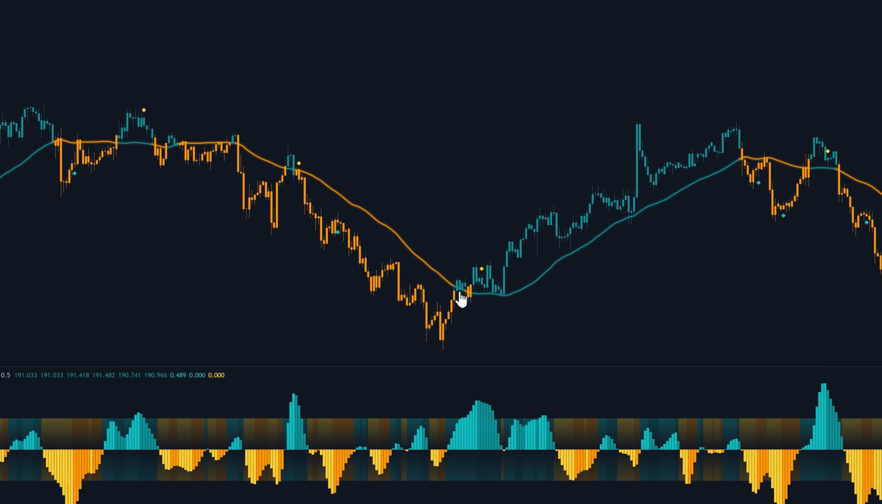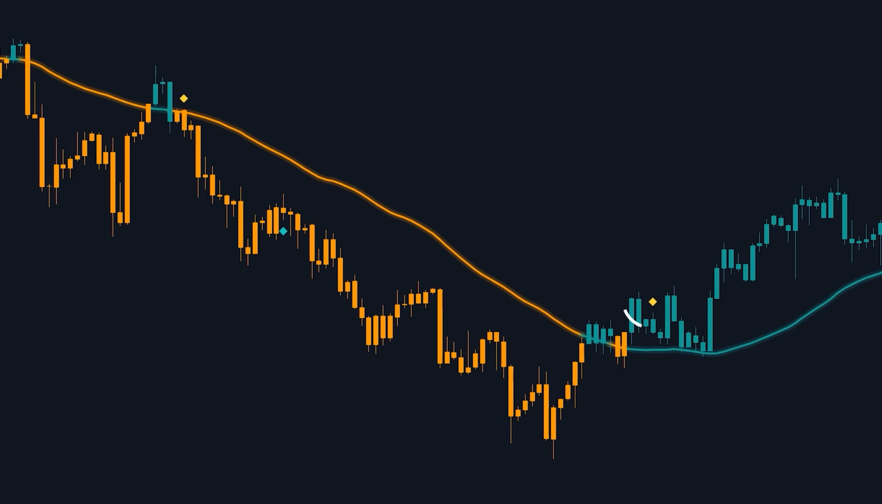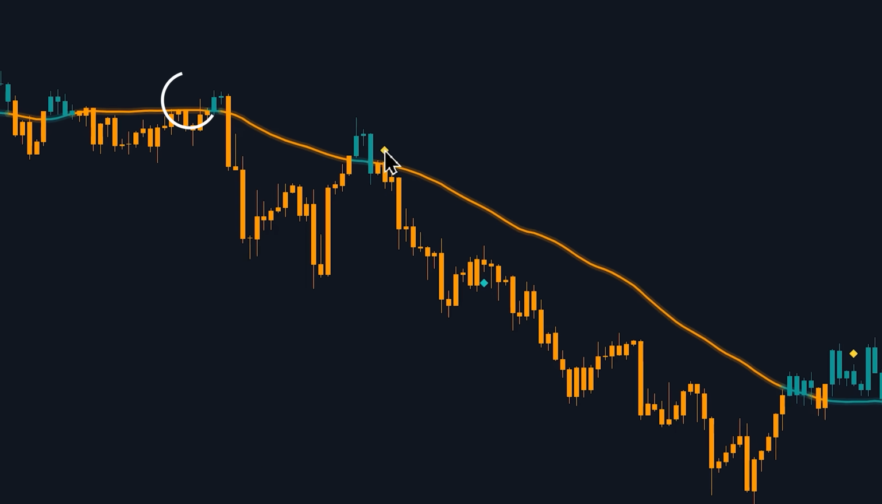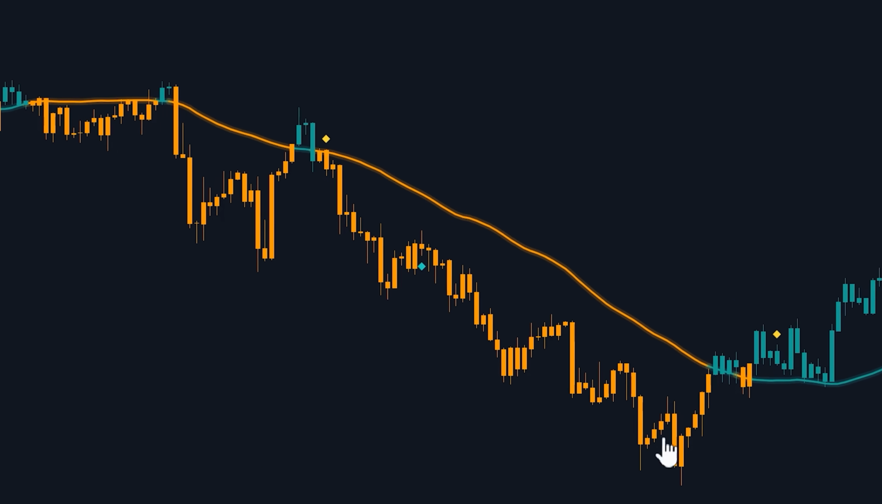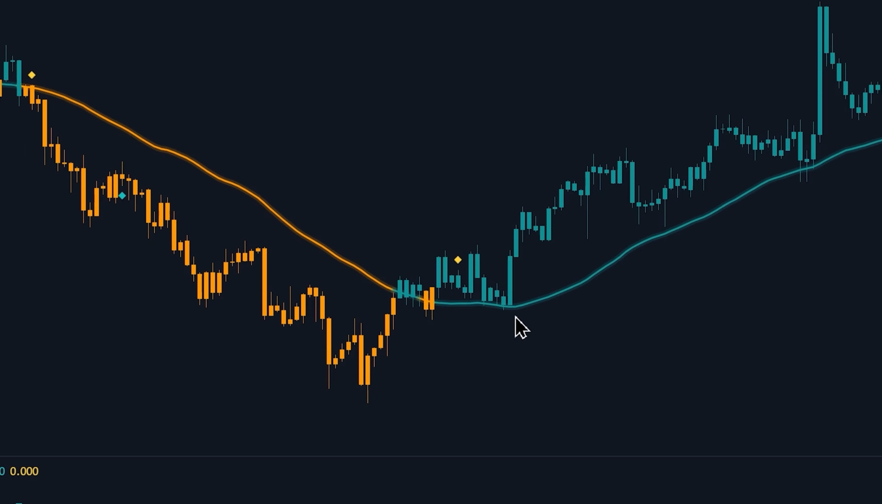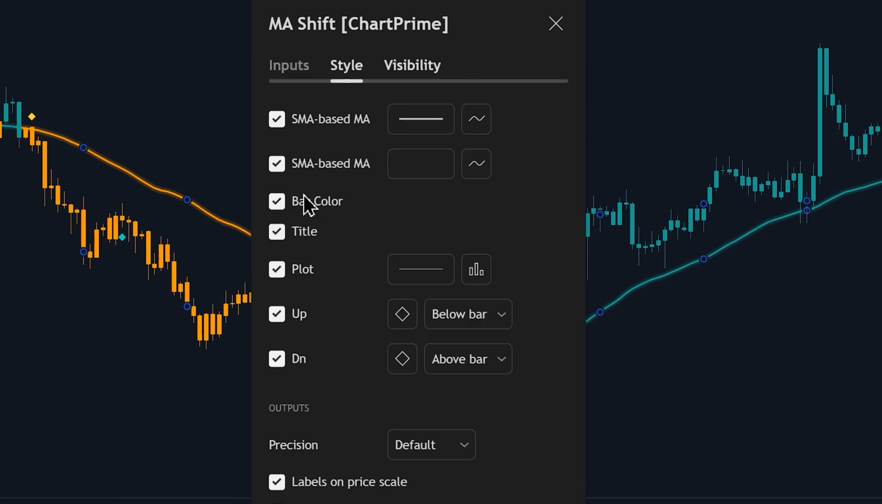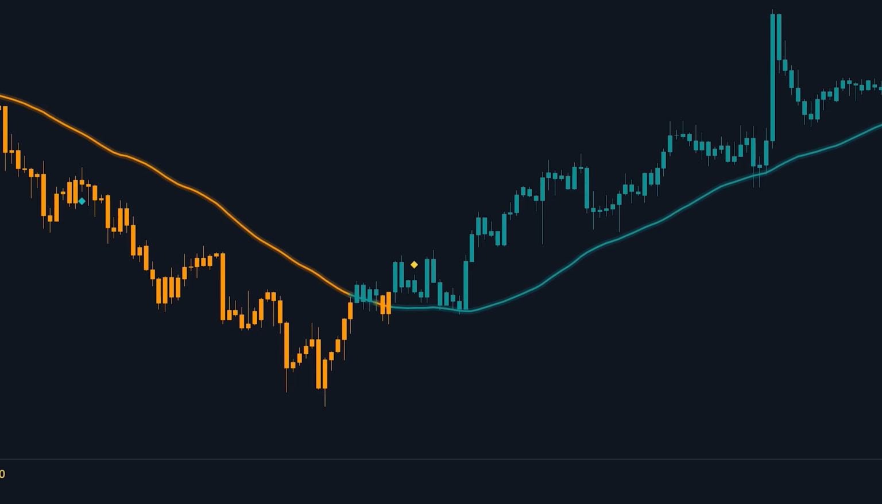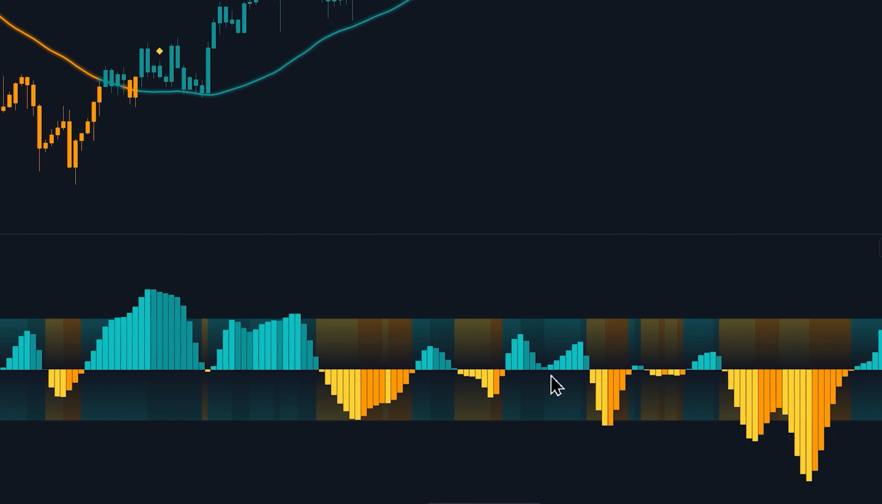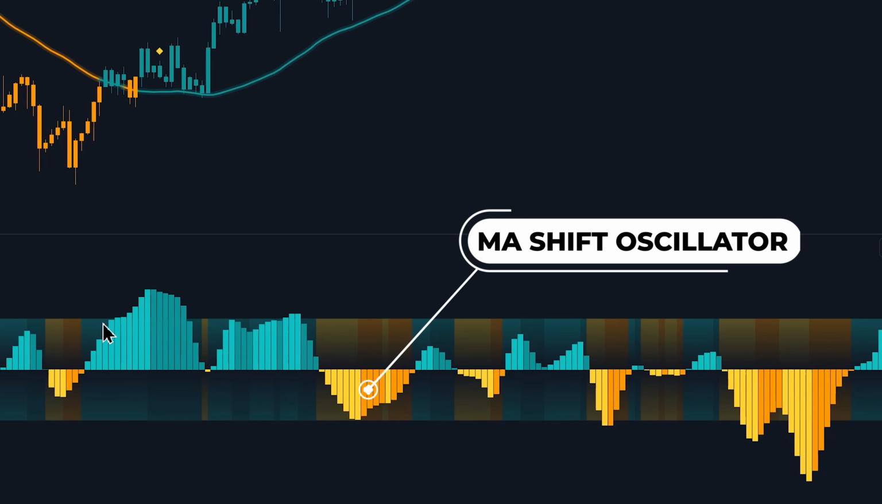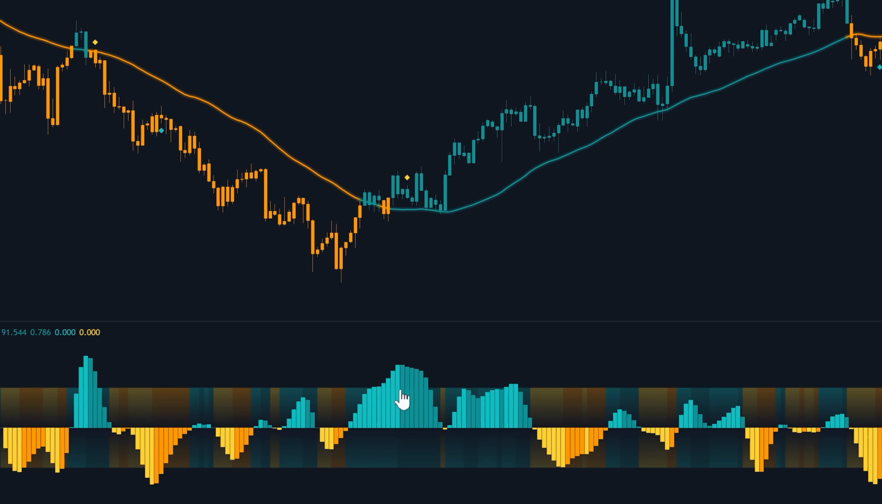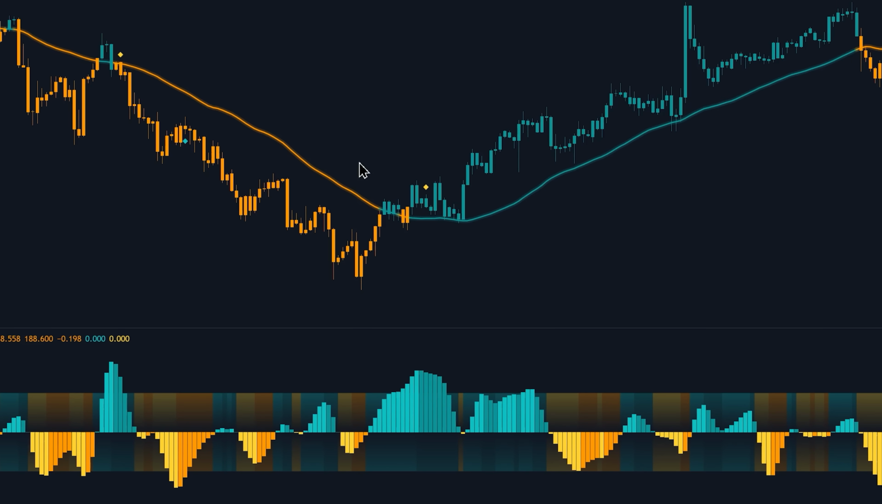The components of this indicator include the diamond labels used for mean reversion when the oscillator crosses above or below a certain threshold, the threshold which can actually be adjusted in the settings, right here. And then we have this oscillator down here. It's known as the MA shift oscillator. It measures the deviation or distance of price from the selected moving average. It's displayed below the main chart and provides the following insights.